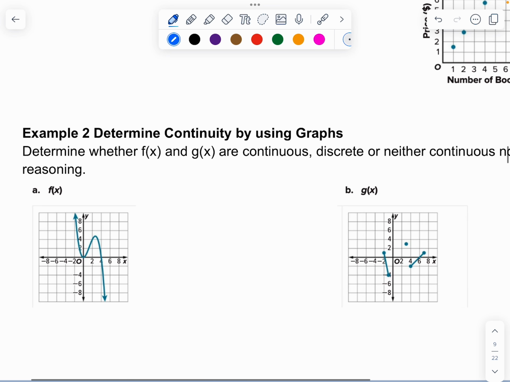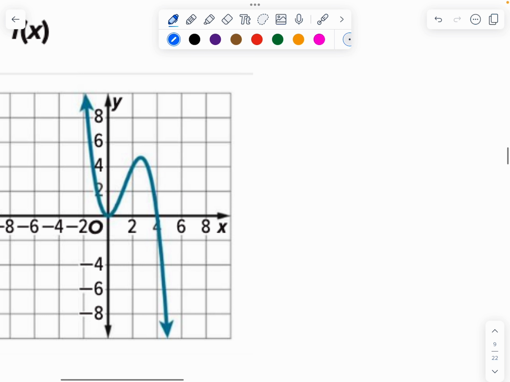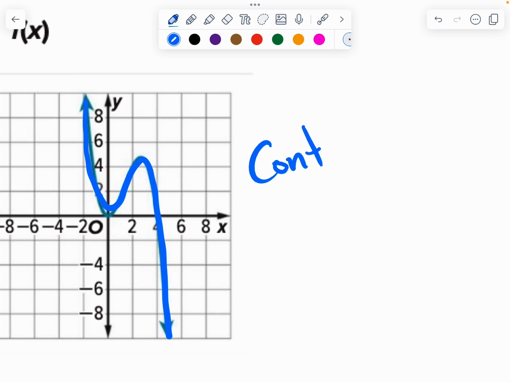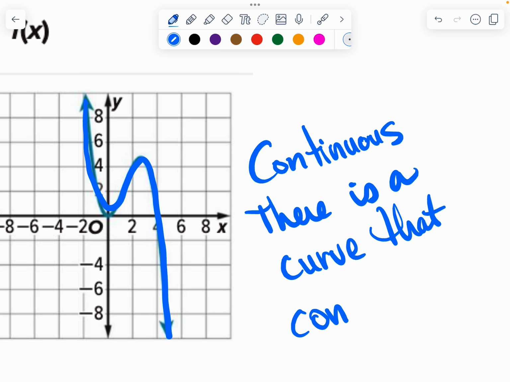This one, is it discrete or is it continuous or neither? Right here, I never pick up my pencil. So that means this is really continuous. There is a line. It is not a line, it is a curve that connects each point.